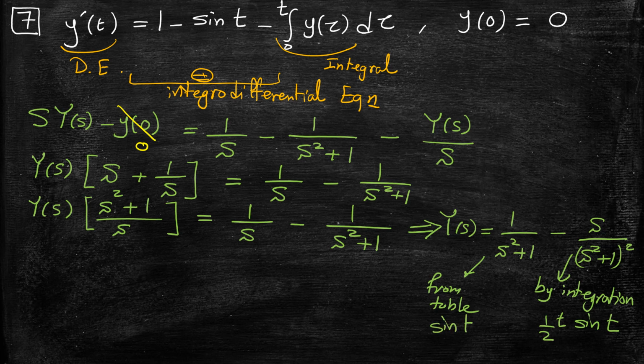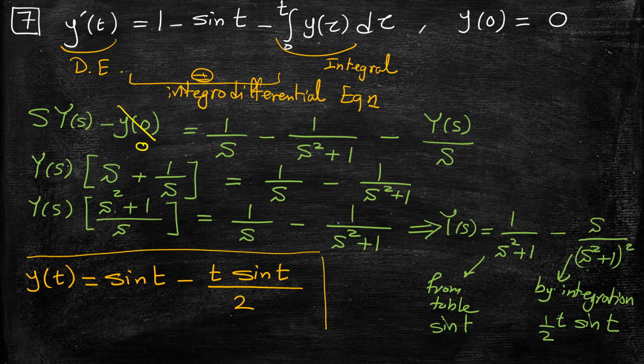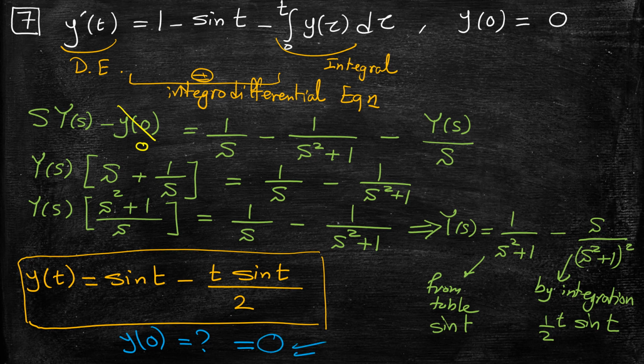So it means this y of t at the end will be sine t minus t sine t divided by 2. And again, if we have a function like this one, a simple check at the value of y of 0, by substitution, sine 0 will be 0. So this will give you a preliminary check that we are moving in the right direction. So let's see something more.